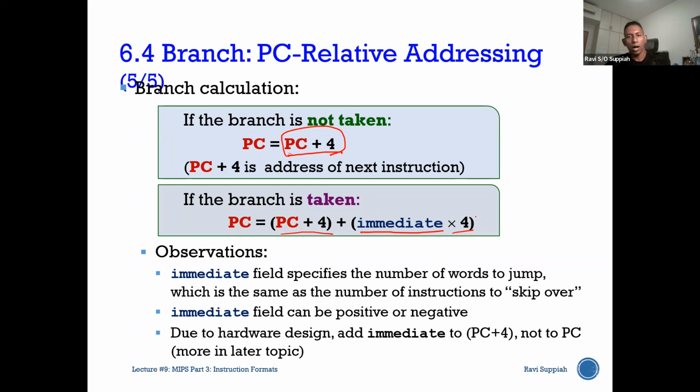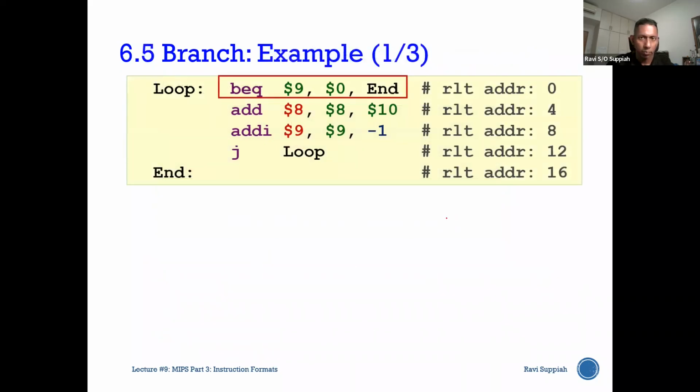How does this work? Let's look at this example, then I think it's a lot clearer. Now, if I look at this instruction, BEQ 9 0 N, let's understand this first. I want to do a branch if the content of register 9 and the content of register 0 are the same. And where will I branch to? I will branch to this label called N, which is over here.